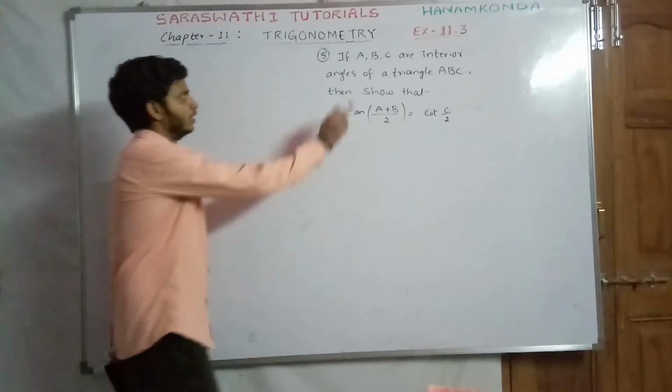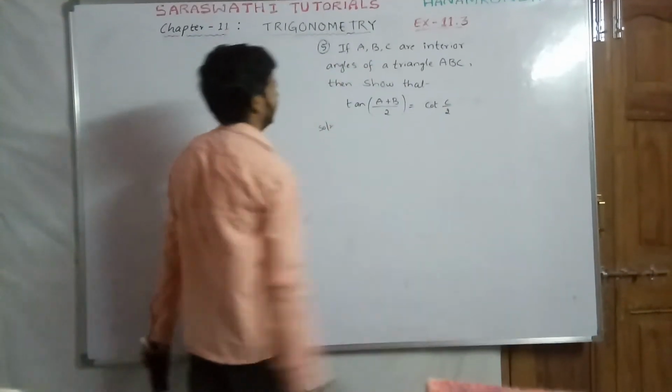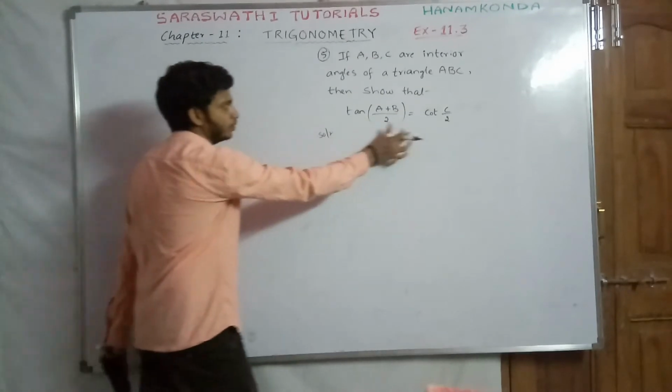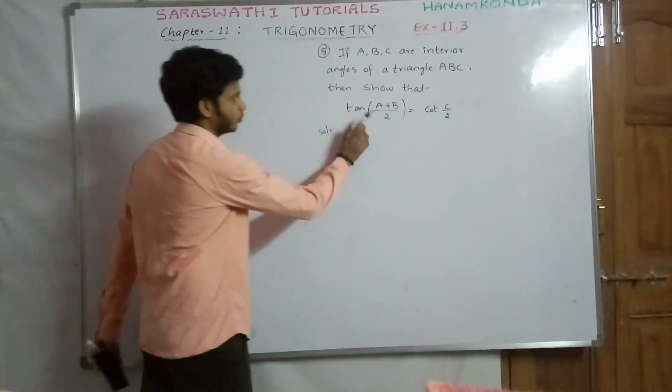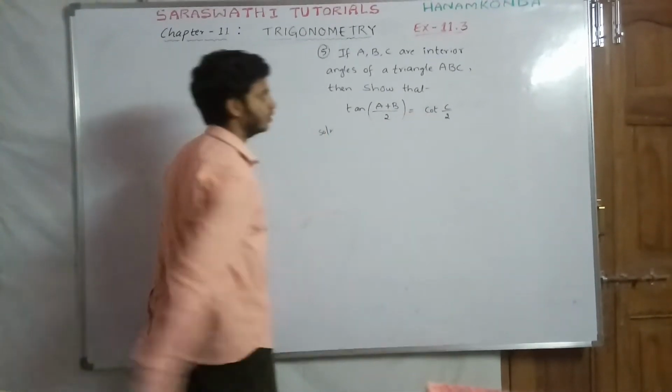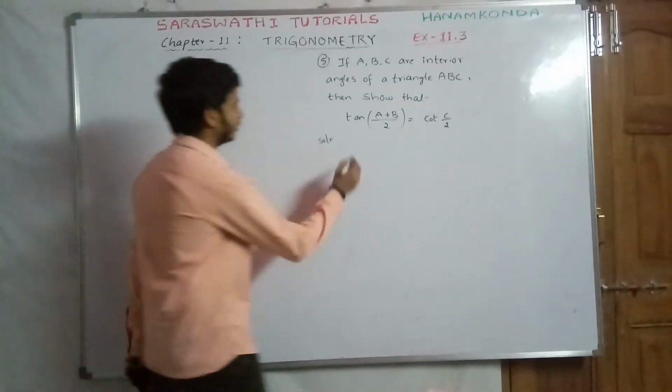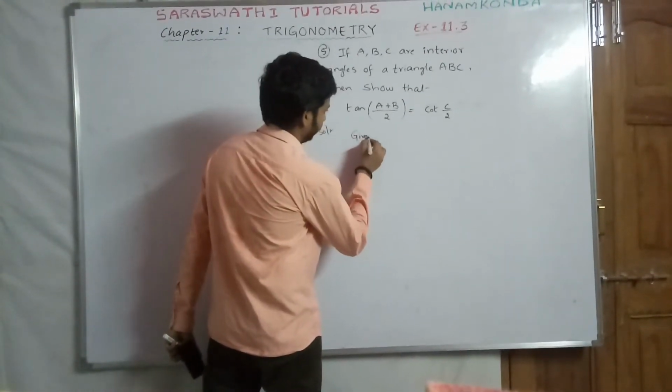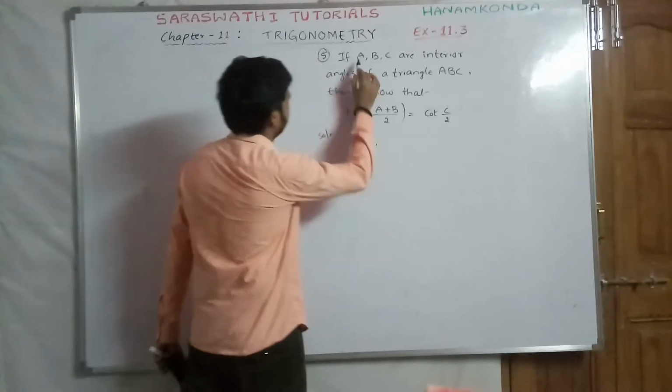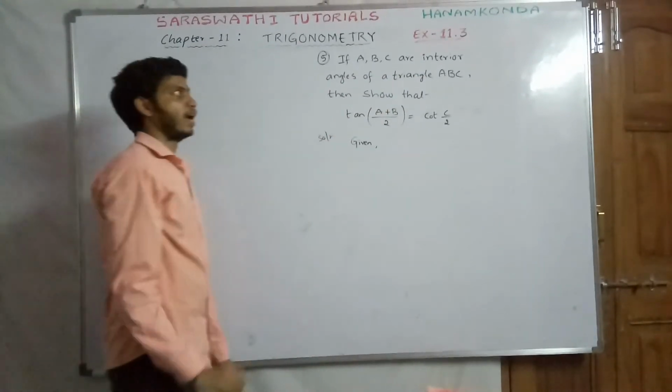The next question is, if A, B, C are interior angles of a triangle ABC, then show that tan of (A plus B) by 2 equals cot C by 2. So we have to show that tan of (A plus B) by 2 equals cot C by 2. Okay. So first write the given condition. Given that A, B, C are interior angles of a triangle ABC.